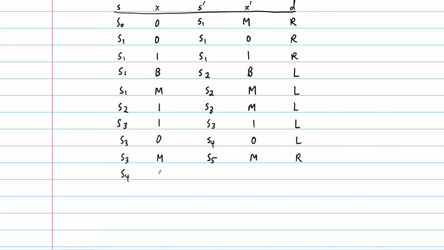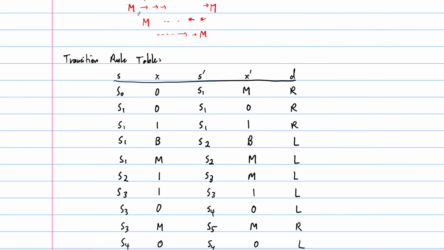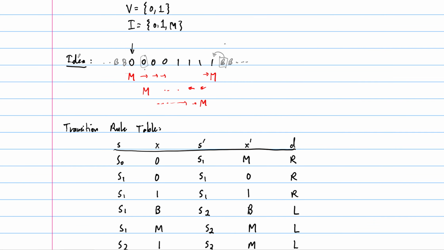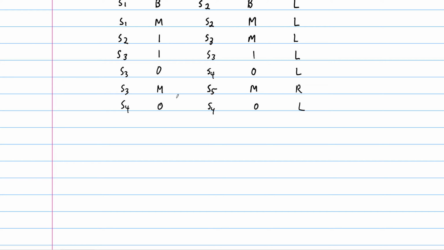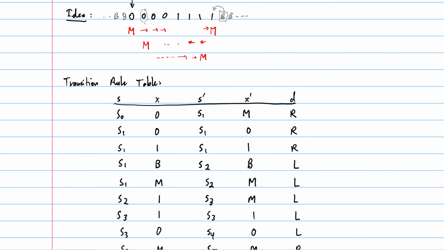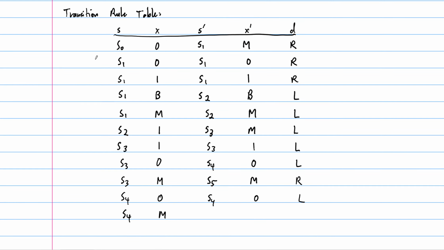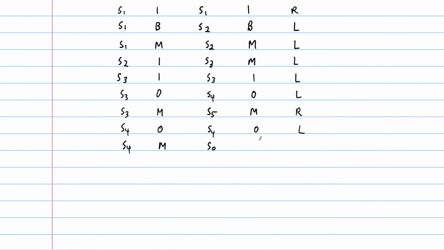So from state S4, if we see a 0, we're okay with that. Just keep on moving to the left, because remember, that just means that we've switched from 1s to 0s. And now there's two possibilities. From state 4, we could see an M, in which case we just want to mark it and repeat the whole process. So from this state 4, if we see an M after going to the left of these zeros, we find an M, we mark it, and we repeat the whole process. Go back to S0.